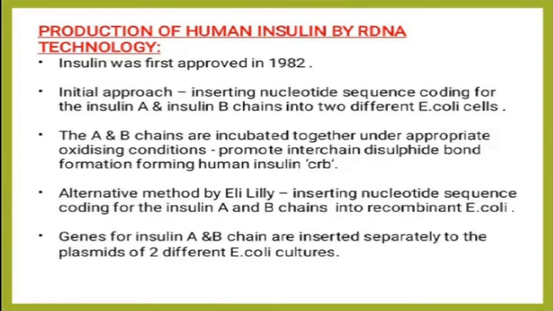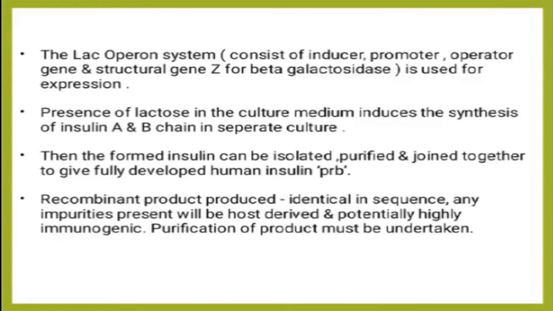coli structure. In the former procedure, they are oxidized together or incubated together in oxidizing conditions, but in this procedure, they are inserted separately into two different E. coli structures. The lac operon system, which consists of an inducer, promoter, operator gene and structural gene set for beta galactosidase, is used for expression. The presence of lactose in the culture medium induces the synthesis of insulin A and B genes in separate cultures. As I said, the presence of lactose in this medium promotes synthesis of insulin A and B genes in separate cultures.